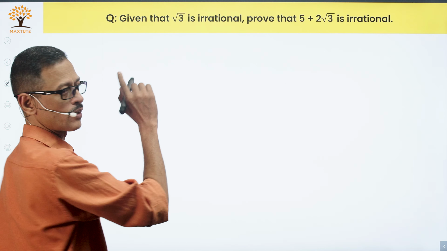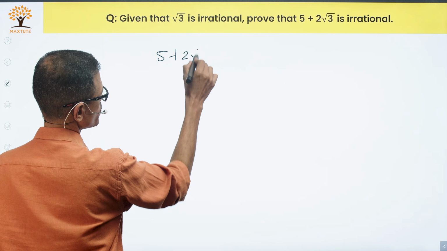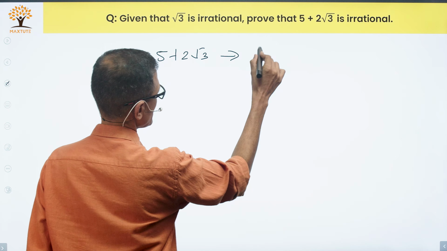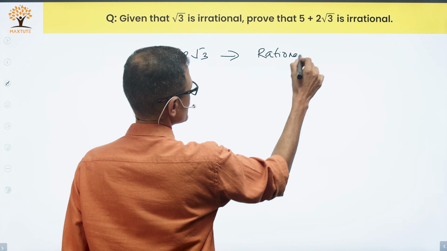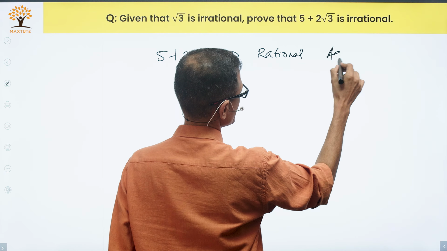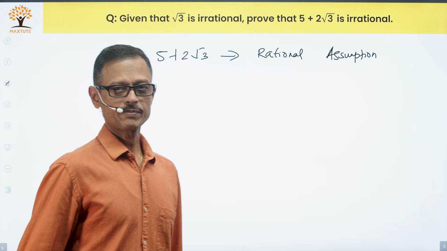We're essentially going to assume the contrary. We're going to say that 5 plus 2 root 3 is rational. This is the assumption we are making. So we are assuming to the contrary, to the opposite.